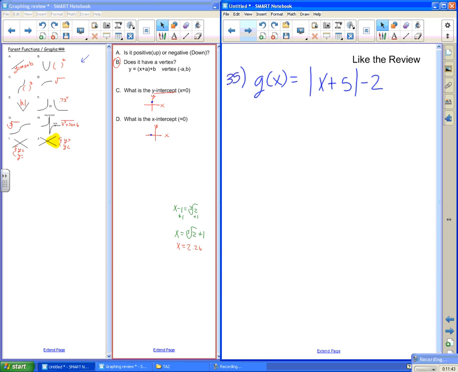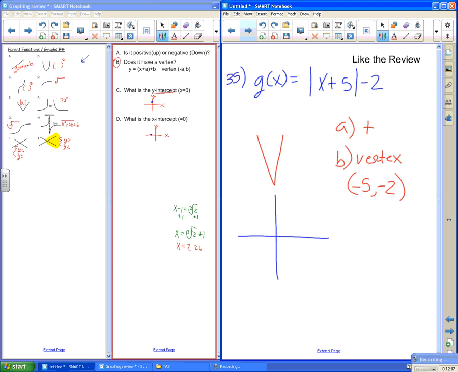Okay, what graph does this look like? Well, it's got an absolute value, so I know right off the bat it's a V. Okay. Question A, is that positive or negative? It's positive. Okay, so it's up. Part B, does it have a vertex? Yes. It has a vertex, and that vertex is -5, -2. So right there, that tells me that I can go ahead and make a graph at -5, -2. Oh, put that in the wrong spot. This point right here is the bottom of the V.